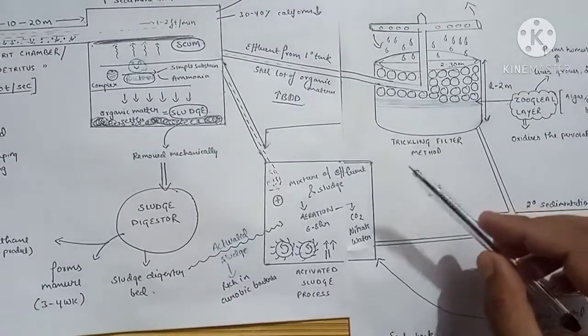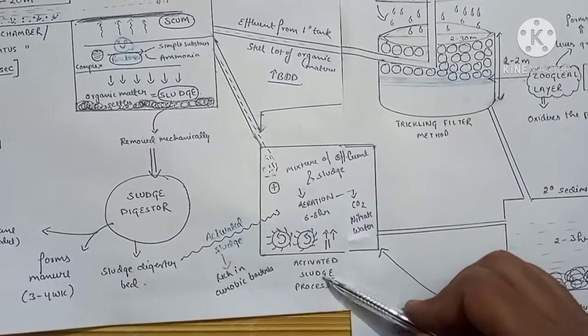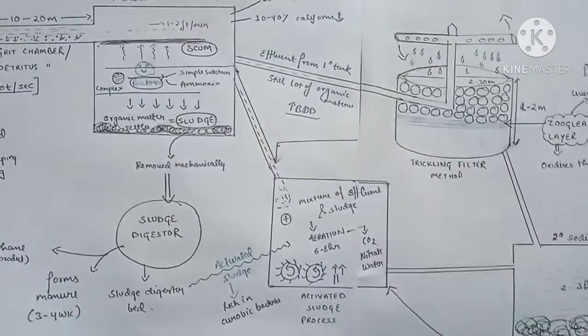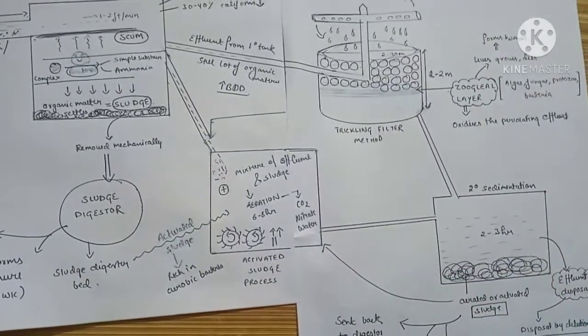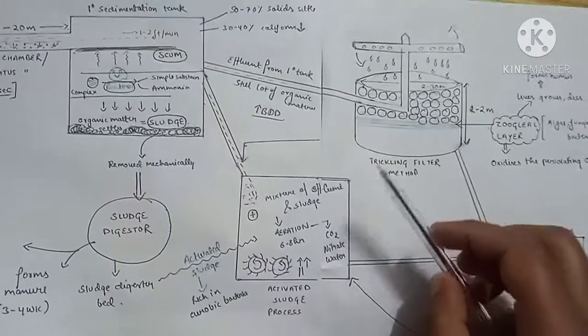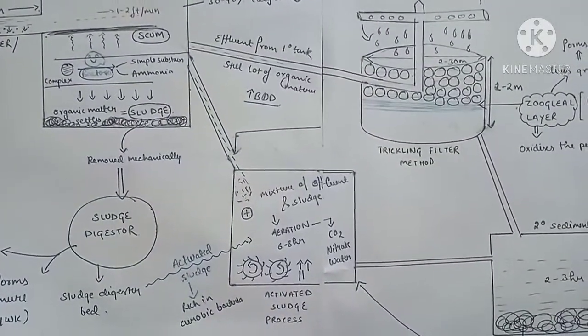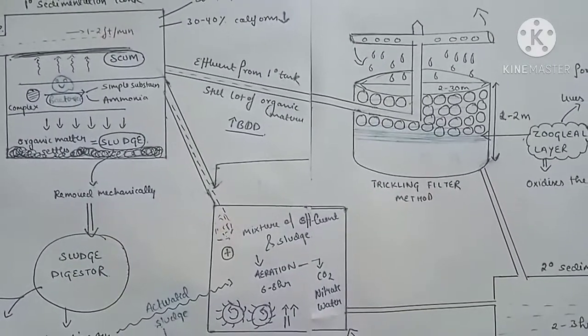In many places we follow the trickling filter method, and in many places there is, this is the modern one, that is the activated sludge process. So any one of them is used, and after that the effluent is sent into a secondary sedimentation tank. Okay, so we'll try to understand what is the benefit of each of them and where each can be used. So let's try to understand first the trickling filter method.